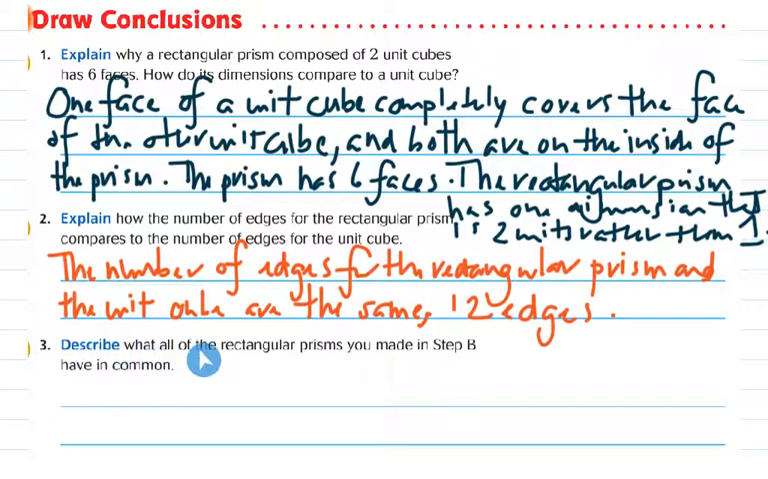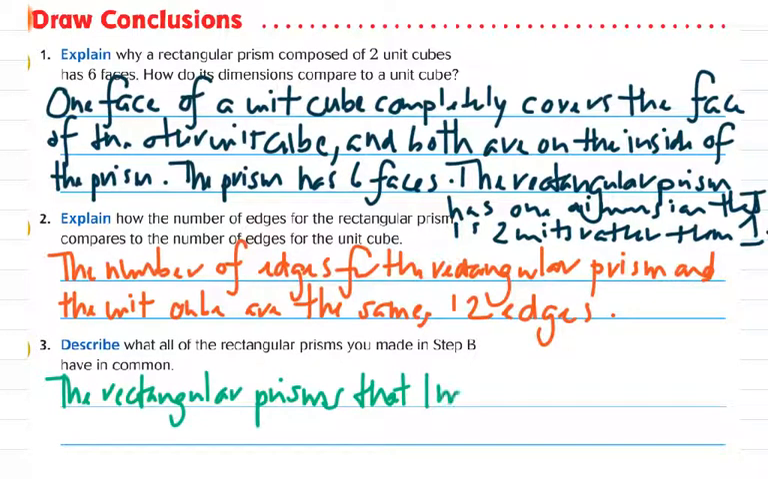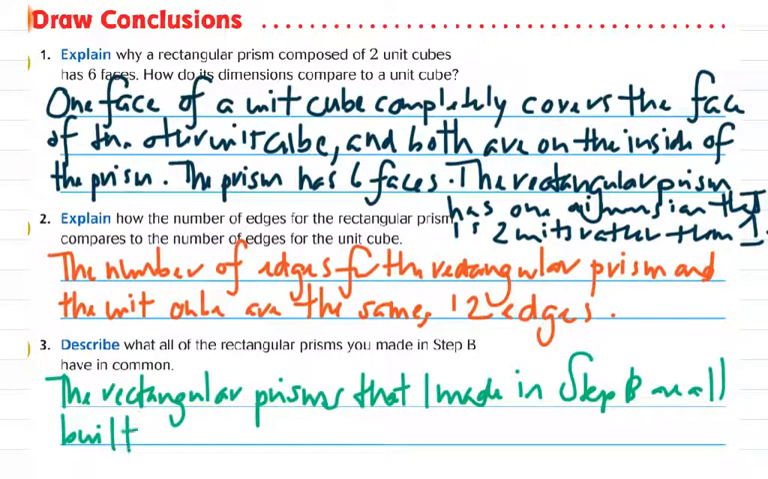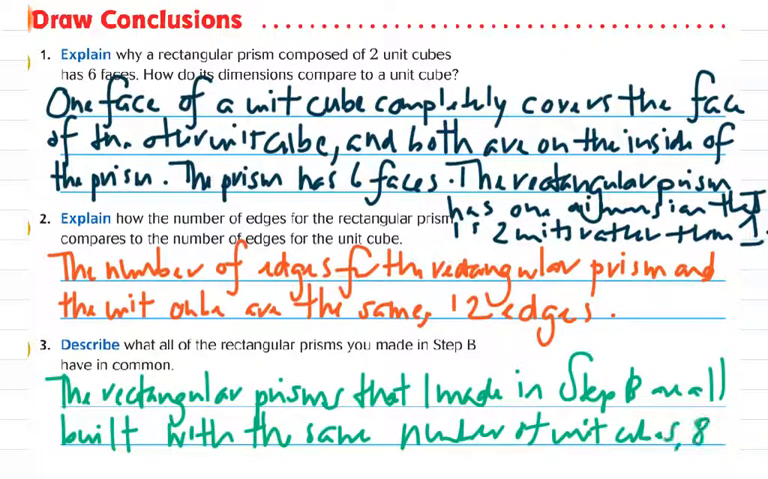And number 3, describe what all the rectangular prisms you made in step B have in common. So what we could say for this one is the rectangular prisms that I made in step B are all built with the same number of unit cubes, 8.